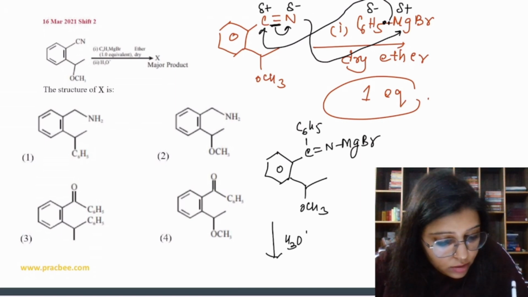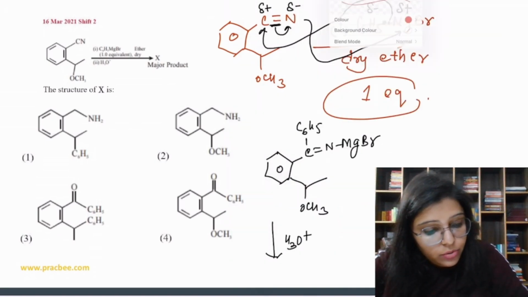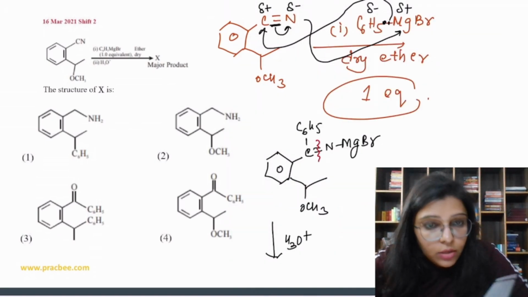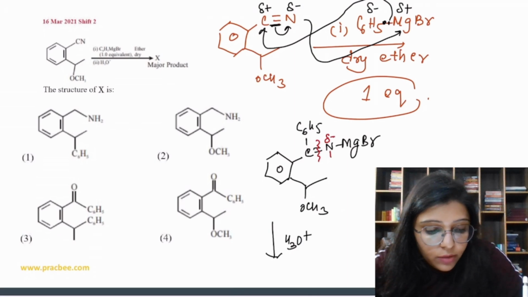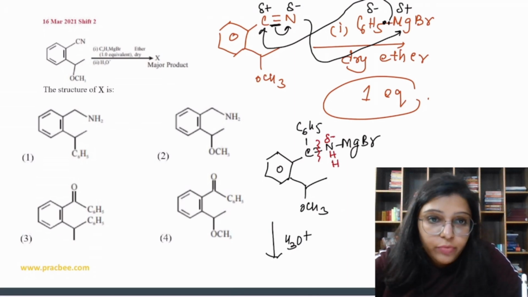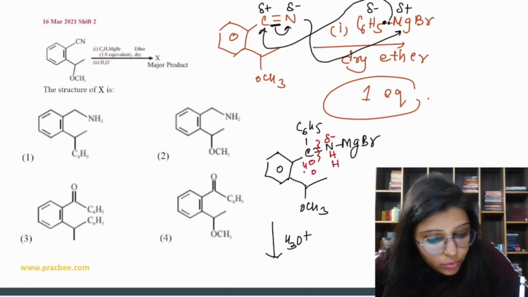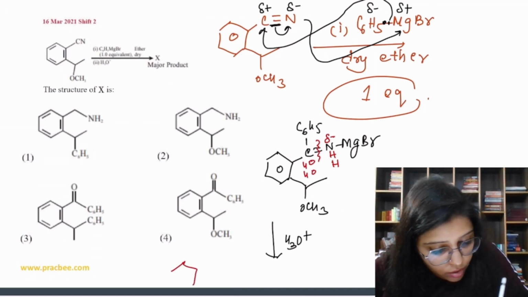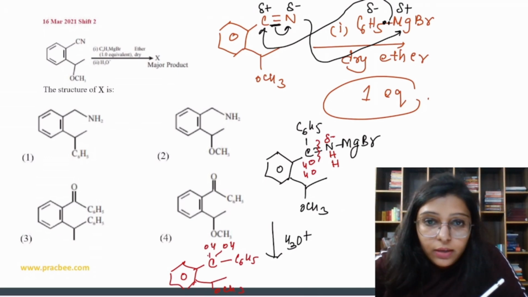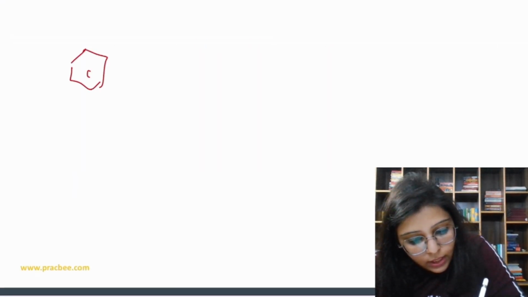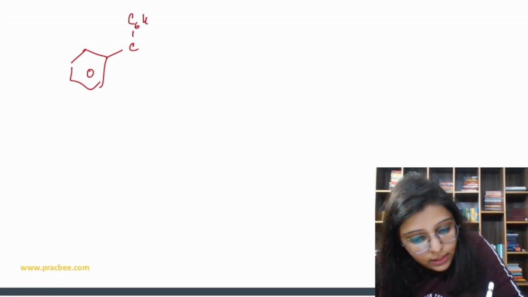Then we have to do hydrolysis. On hydrolysis we are going to break this bond. As nitrogen is more electronegative, we write 2H with nitrogen and 2OH with this carbon. So we get C(OH)(OH) with C6H5, OCH3 and this. Clear? Let me rewrite this. We get C6H5, OH, OH, OCH3 and this.